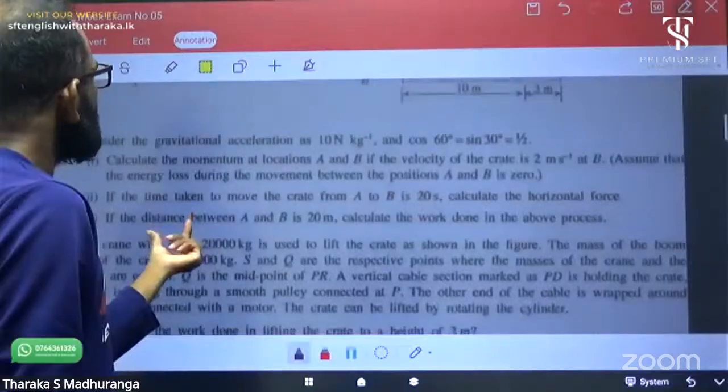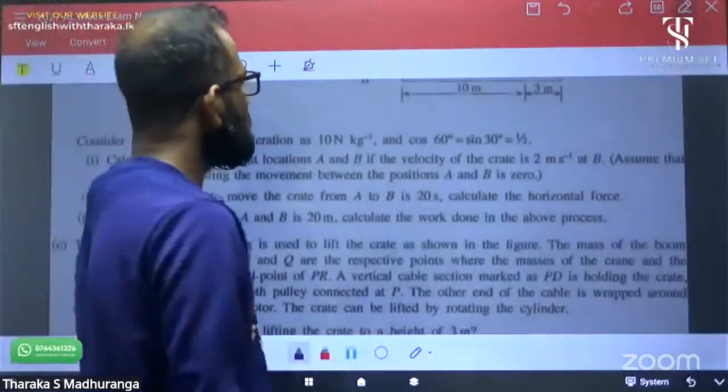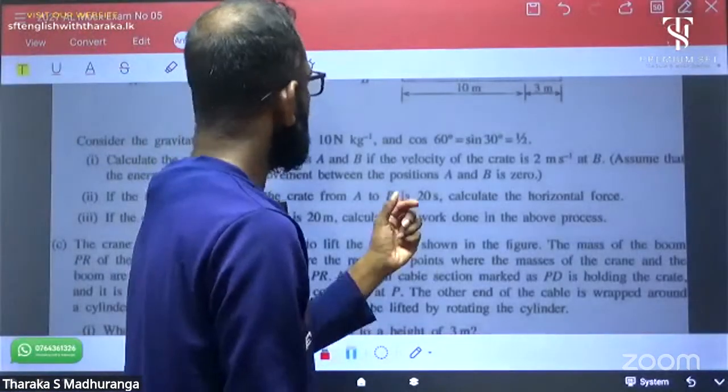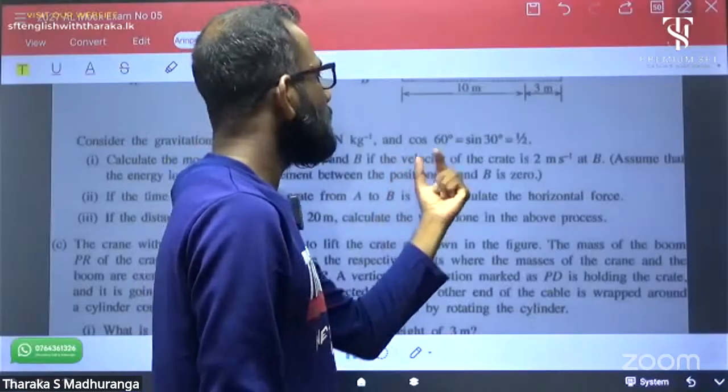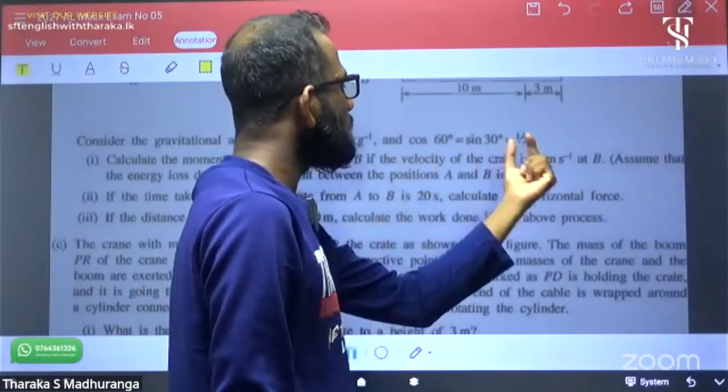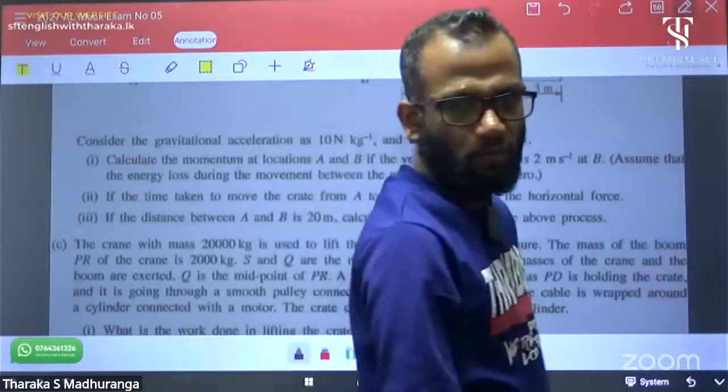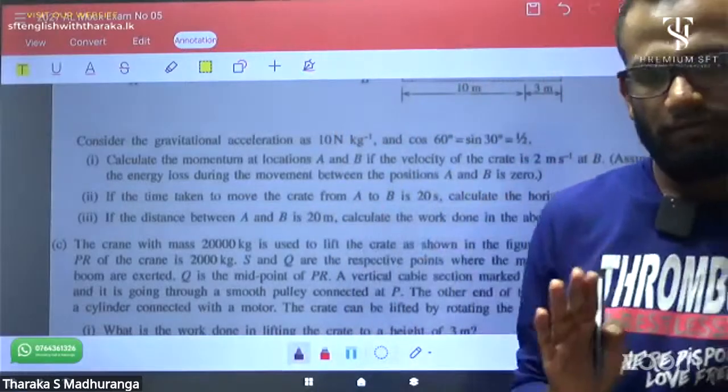Okay. Consider the gravitational acceleration as 10 Newton per kilogram, and cos 60 and sin 30 equal half. That you already know. Cos 60 and sin 30 both half.